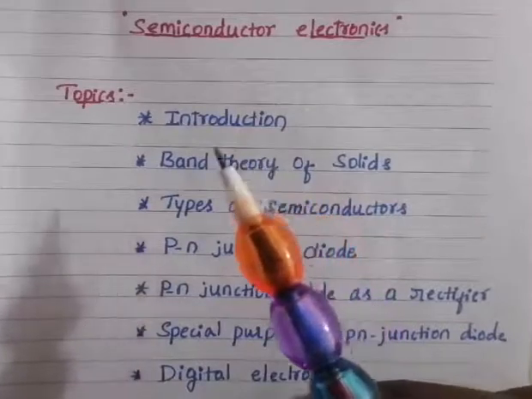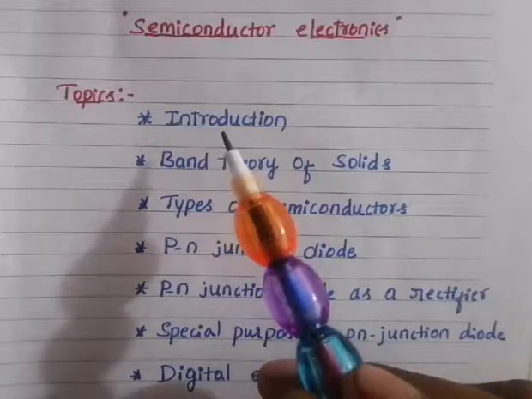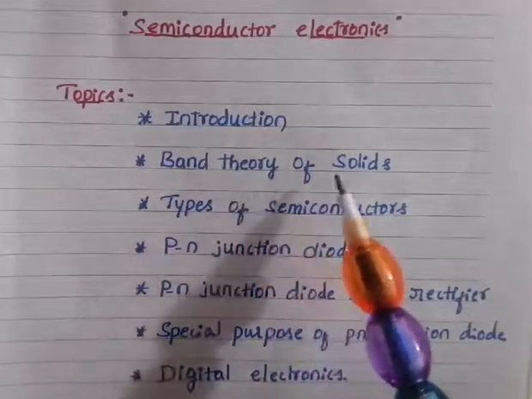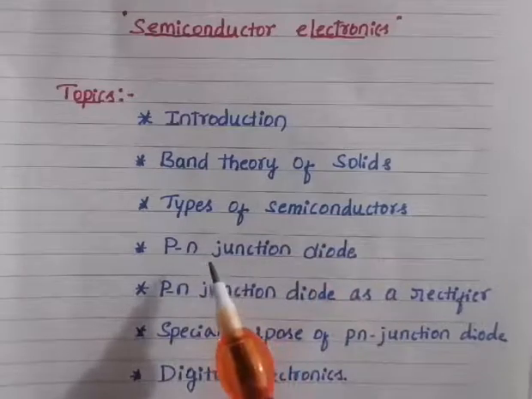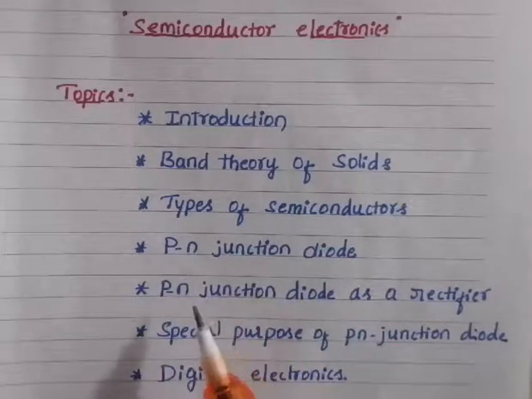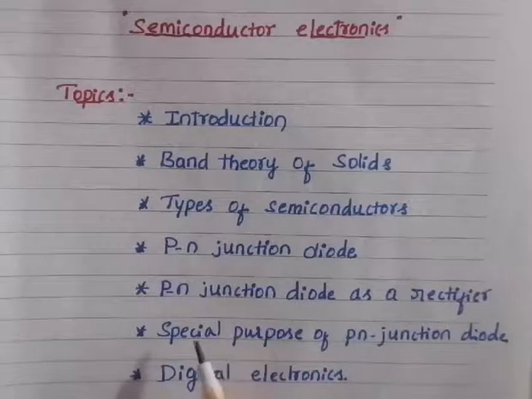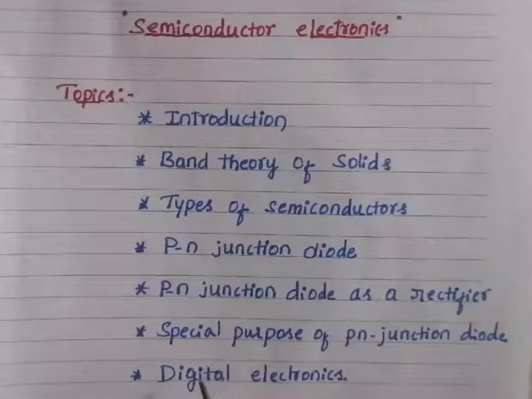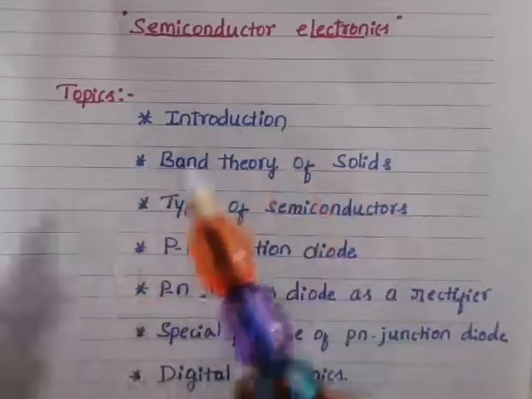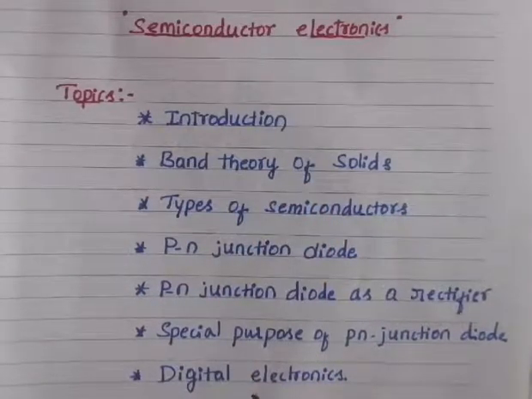In this chapter, the topics to be covered are Introduction, Band Theory of Solids, Types of Semiconductors, PN junction diode, PN junction diode as a rectifier, special purpose PN junction diodes, and finally digital electronics. So these are the concepts we want to study in this chapter. Now let us see one by one.